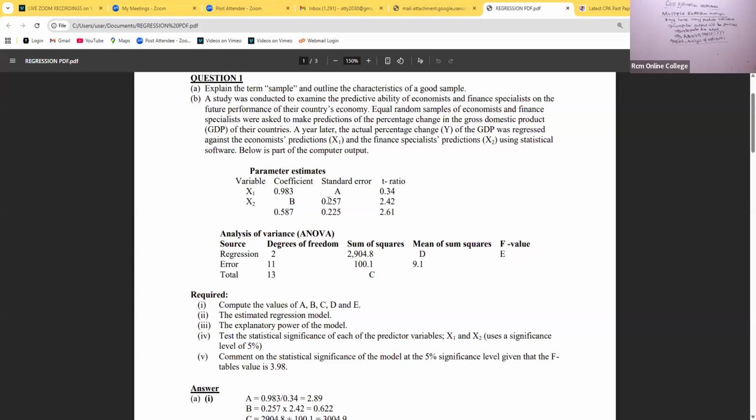So we are told here, a study was conducted to examine the predictive ability of economists and finance specialists on the future performance of their country's economy. Equal random samples of economists and finance specialists were asked to make predictions of the percentage change in GDP of their countries. A year later, the actual performance change of the GDP was regressed against the economist predictions and the financial specialist predictions using statistical software. Yeah, they'll give you a computer output. So below is part of the computer output. Here there was an error, I'll be able to correct here. So they've given us parameter estimates, very easy.